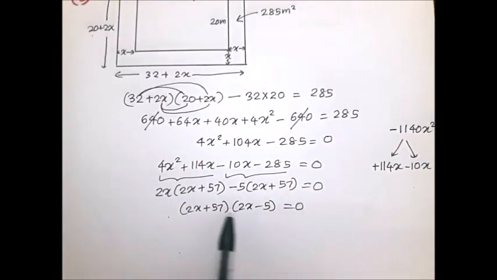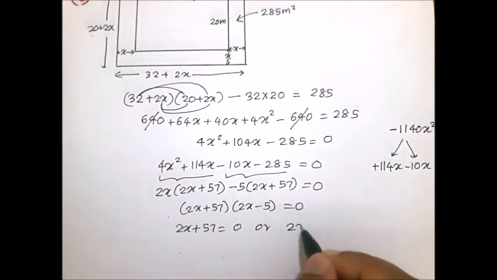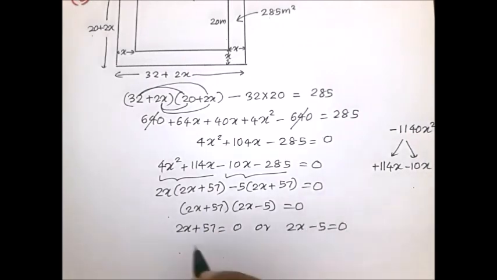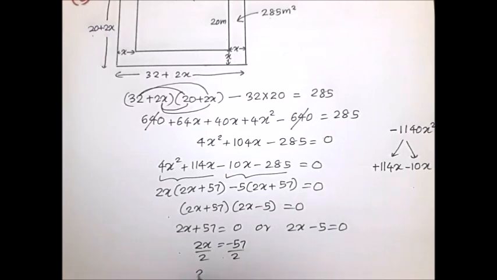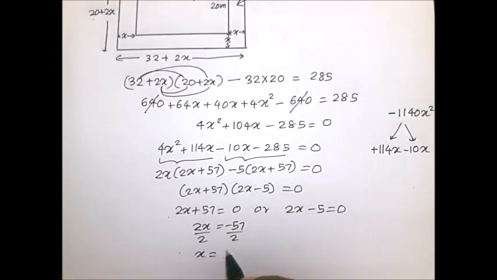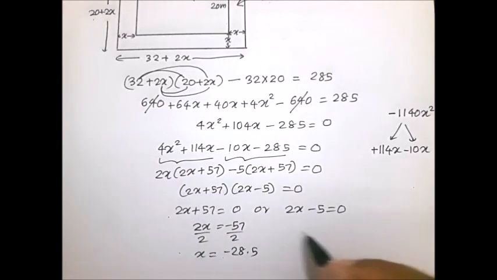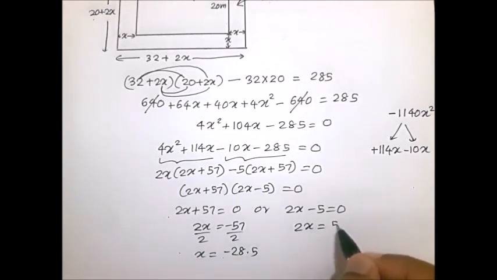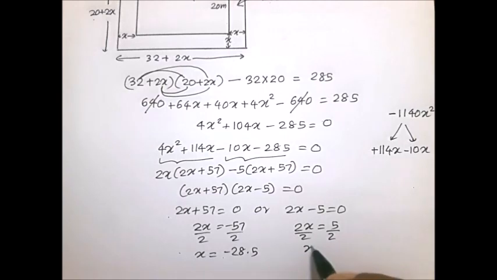Now you can equate these two factors to 0. 2x plus 57 equals 0 or 2x minus 5 equals 0. Subject x. Take 57 here. It is minus 57. Divide by 2. x equals minus 28.5. Here subject x. Divide by 2. x equals 2.5.